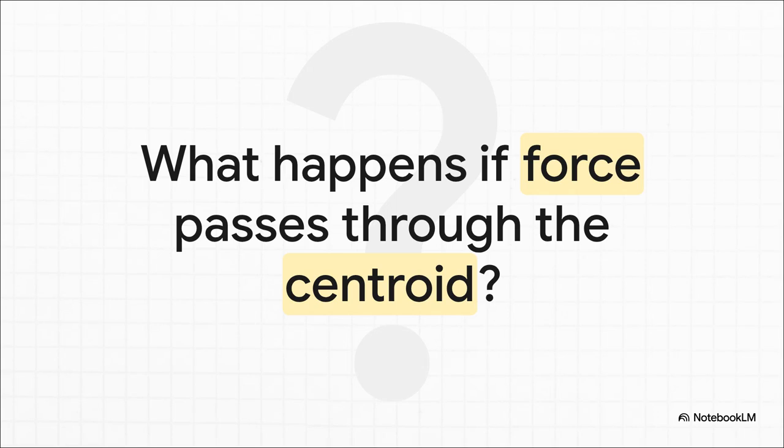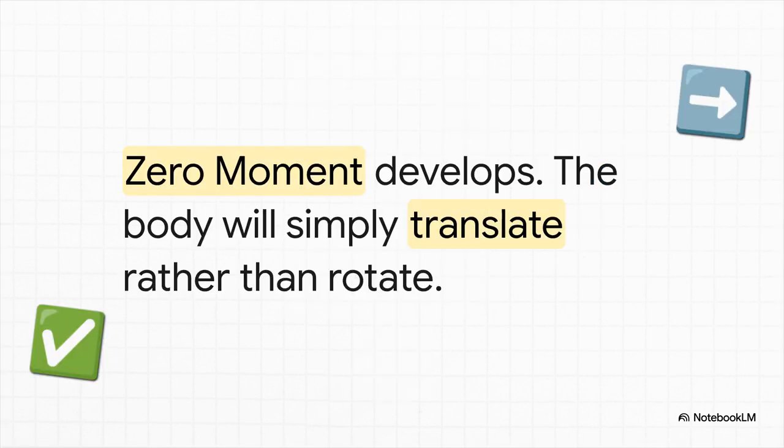To make sure these concepts are really sticking for your exam, let's look at the ultimate master trick question that professors absolutely love to ask. If a massive force acts on a structural body, but the line of action shoots straight through the exact center of gravity, the centroid, what is the resulting moment? Well, the answer is zero moment. Without that perpendicular distance from the centroid, you have no lever arm. And no lever arm means zero twist. The object is simply going to translate and slide forward.